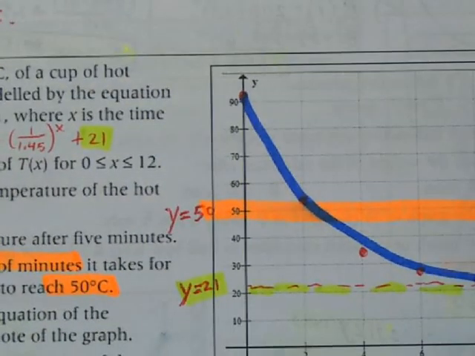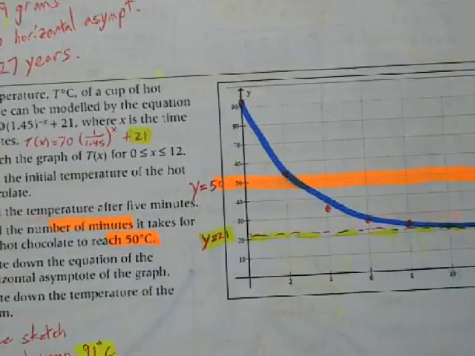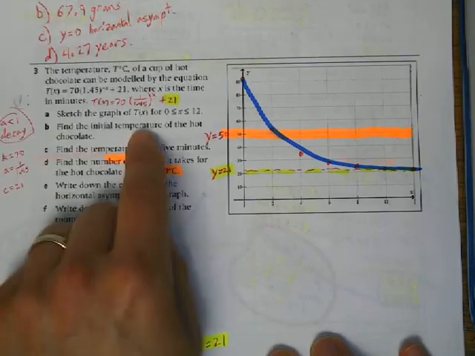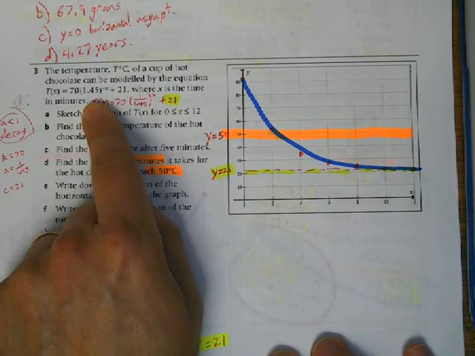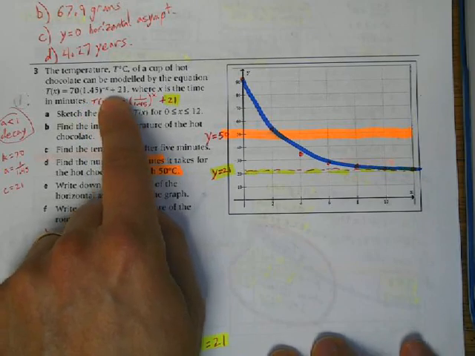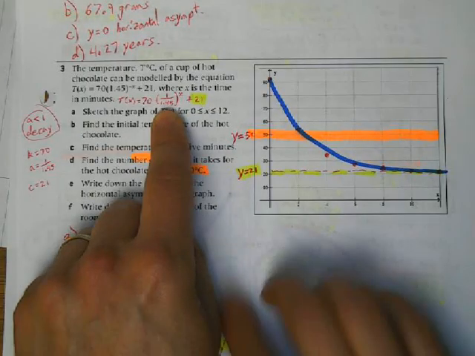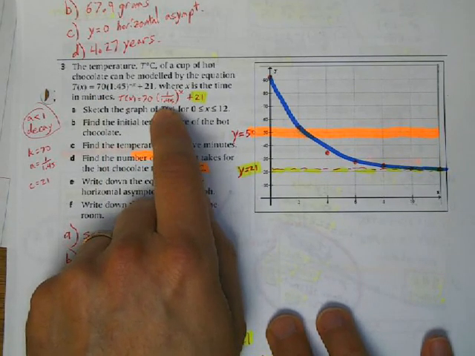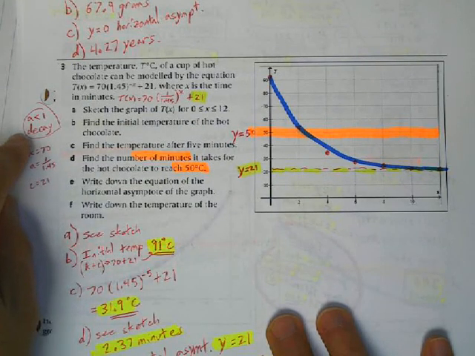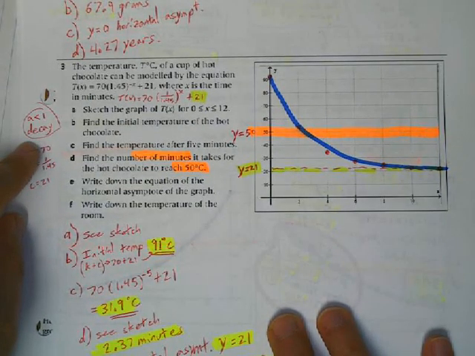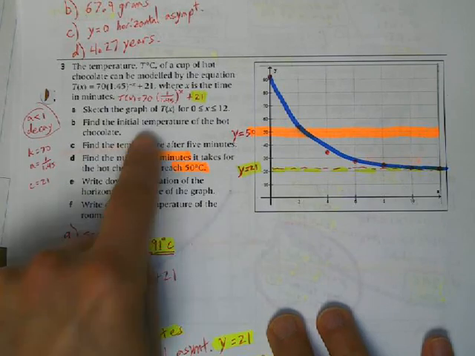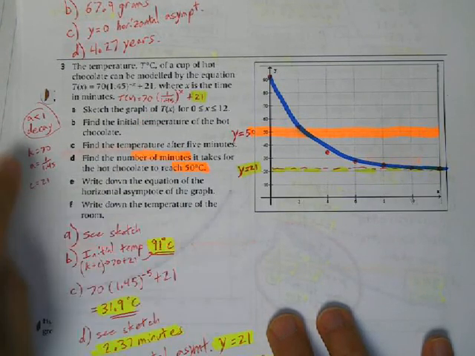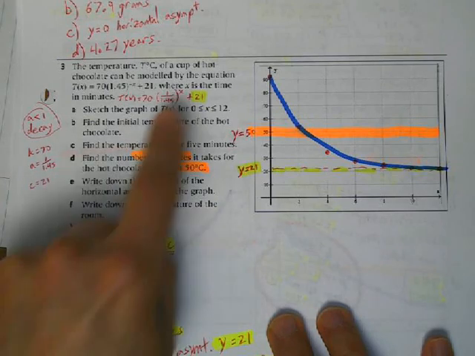All right, so let's start where we left off. The last problem we worked on was number 2, so let's talk about number 3. We've got this initial equation. Notice it's to the negative x power, so I need to take the reciprocal of this a value, 1 over 1.45. That gives us a value of a that's less than 1, so it's decay. Our k value is 70, our a value is 1 over 1.45, and our c value is 21.